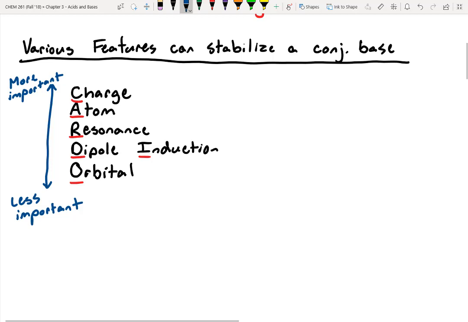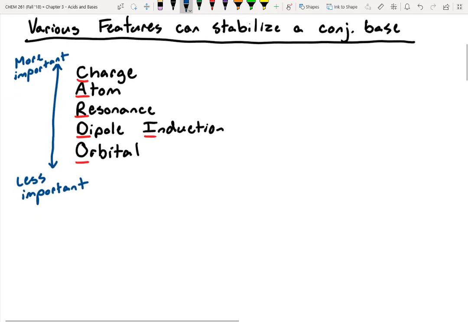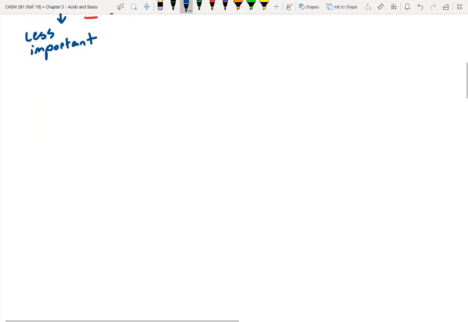However, there are exceptions to any sorts of rules in chemistry. I'm sure you're aware of that and pretty sick of it at this point, but this is a really good list of guidelines to follow. So let's take a look at charge first, and it makes perfect sense. It's going to seem pretty intuitive.